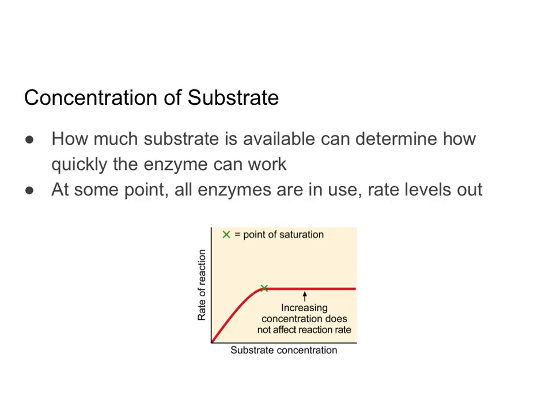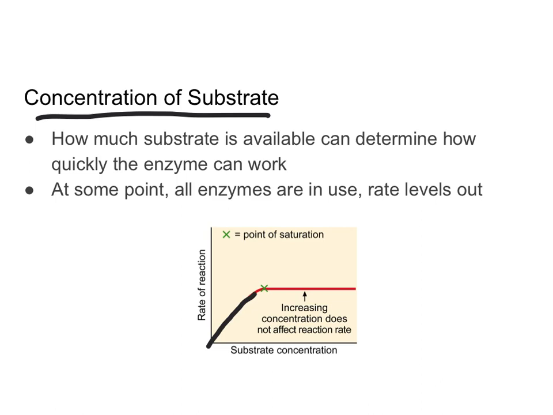So the next factor that can influence the rate of an enzymatic reaction is the concentration of the substrate, so how much substrate you have to work with. It makes sense that if you have more substrate, the reaction can go faster. That makes sense, because if you have more substrate, there's more substrate around that could collide with the active site of the enzyme. So as you have more substrate, the reaction becomes more likely.